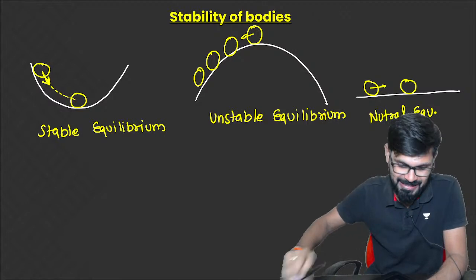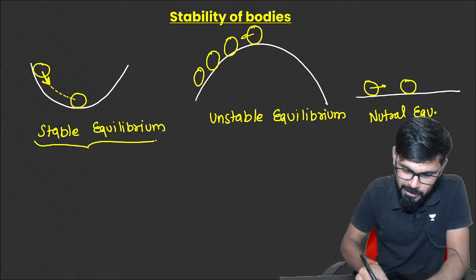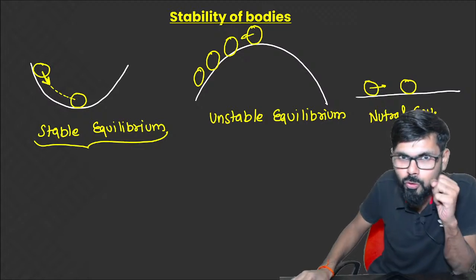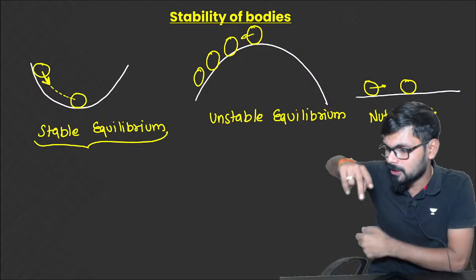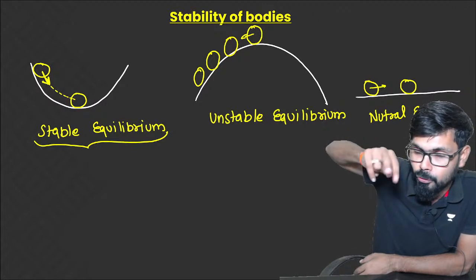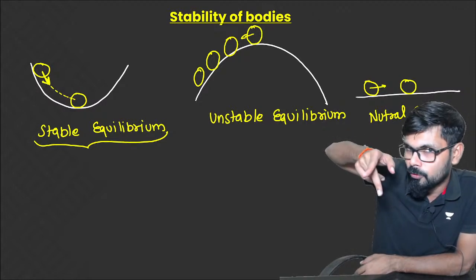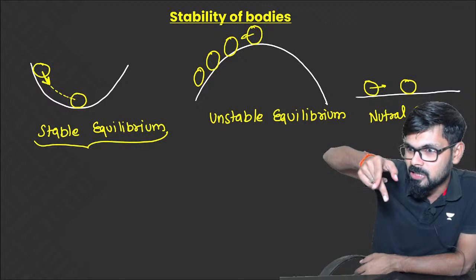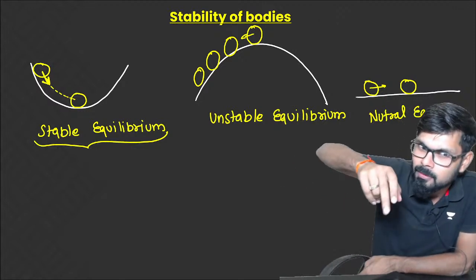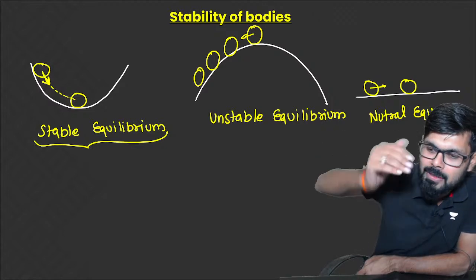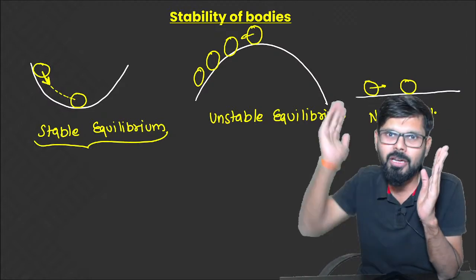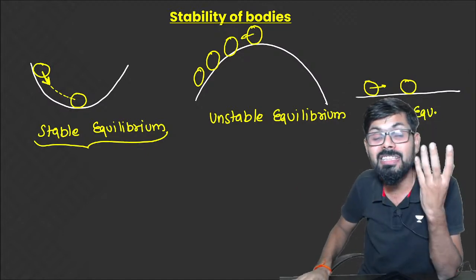This is called stable equilibrium. Suppose one topper is going to the coaching. On the way he saw a beautiful girl. Then what will happen? He will get distracted. But rather than going along with that girl, he went to the coaching itself. And once he reached the coaching, he is only focusing on the studies. He forgot about that girl. That is called stable equilibrium.